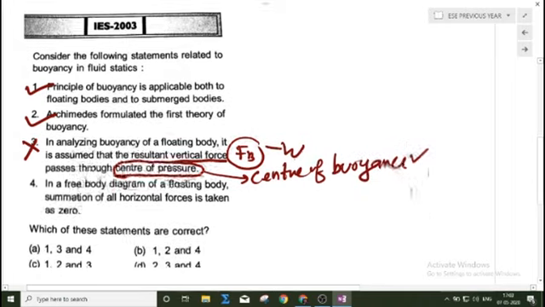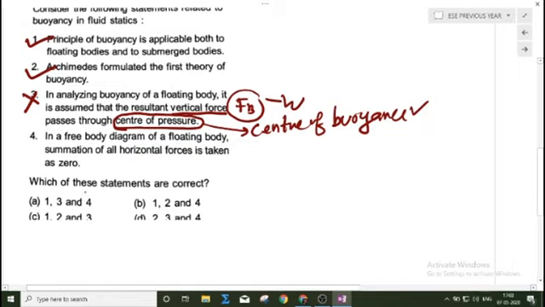So only option 3 is correct, because in every option 3 is present. In the free body diagram of a floating body, the summation of all horizontal forces is taken as 0. We are taking the free body diagram of the floating body, and that's why the horizontal forces are equal to each other and cancel each other. So the correct answer is option B.